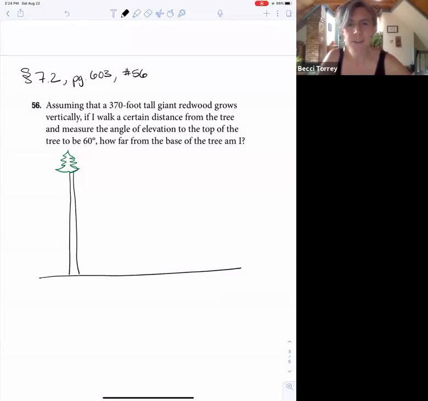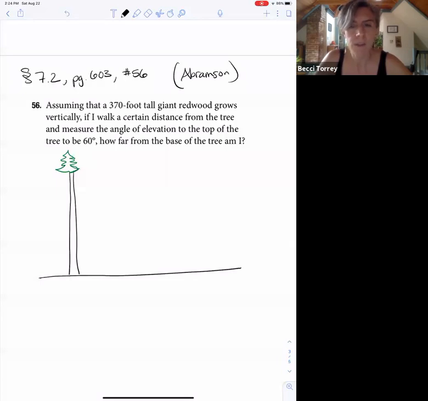Hi everyone. We're going to work through an example from section 7.2. This is on page 603, again, of the Abramson textbook, where all of our trig stuff is. And it's number 56, and the problem says, assuming that a 370-foot tall giant redwood grows vertically, if I walk a certain distance from the tree and measure the angle of elevation to the top of the tree to be 60 degrees, how far from the base of the tree am I?